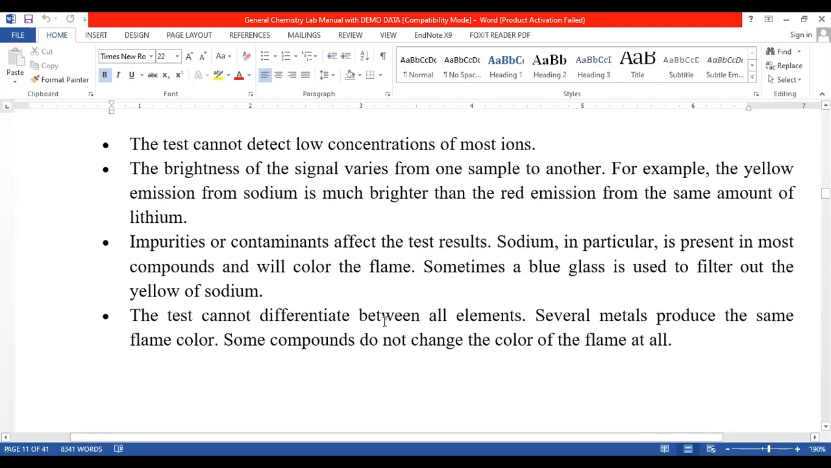The test cannot differentiate between all elements. We have already identified that there are many elements showing the same color, so how will we identify them? Several metals produce the same flame color. Some compounds do not change the color of the flame at all.